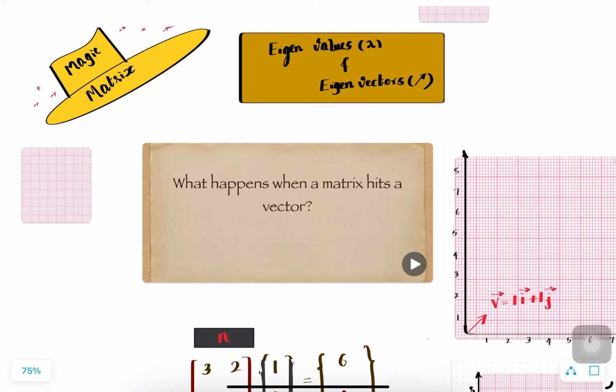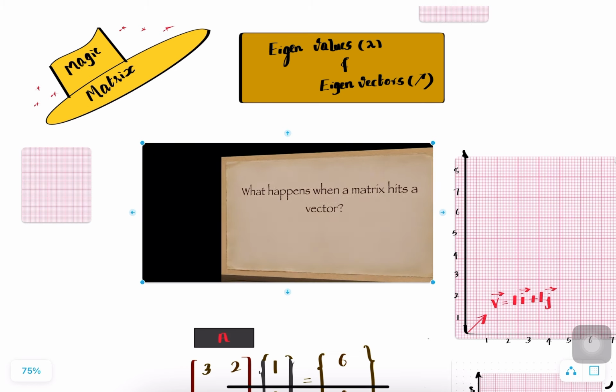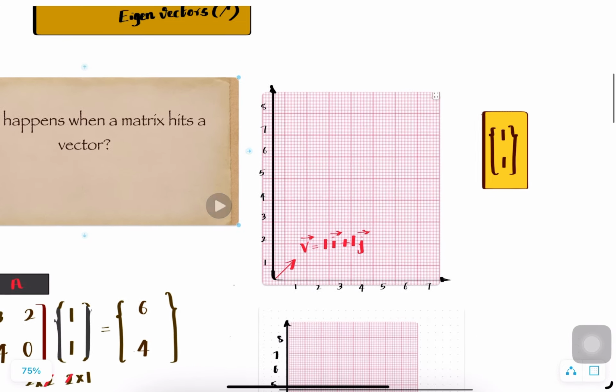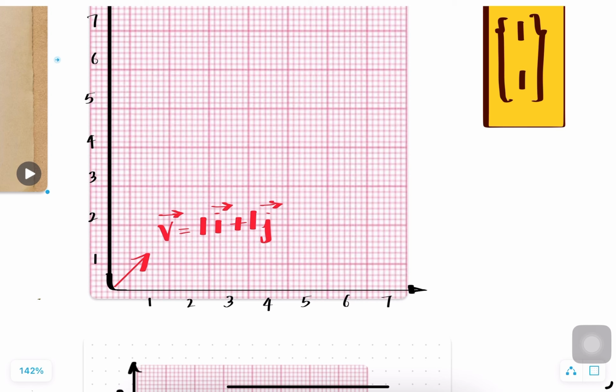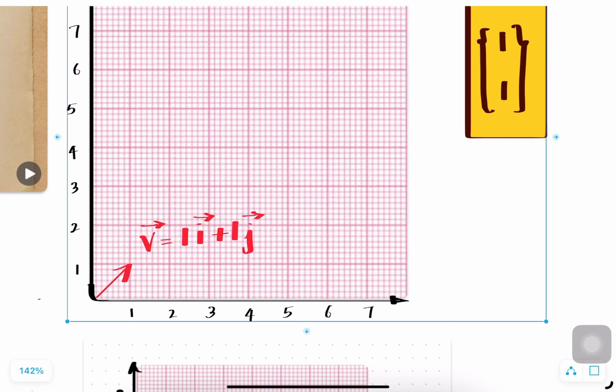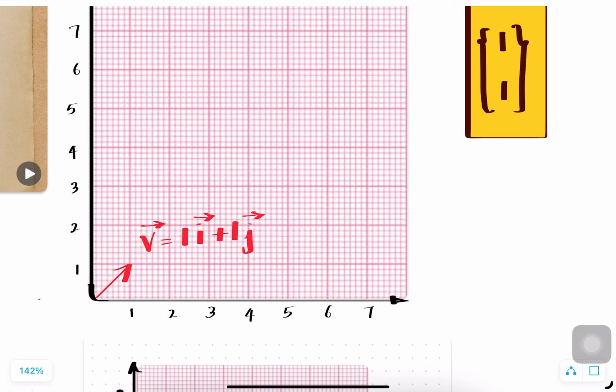So to begin with, before we answer this question, what is a magic matrix? We have to ask this question: what happens when a matrix hits a vector? That's the question that we are going to answer now. First, just imagine that we have got a vector like the one that you see here. It has a magnitude, which is given by the length of the vector. Of course, it also has a direction. That is the arrow mark that you see. That's the direction of the vector.